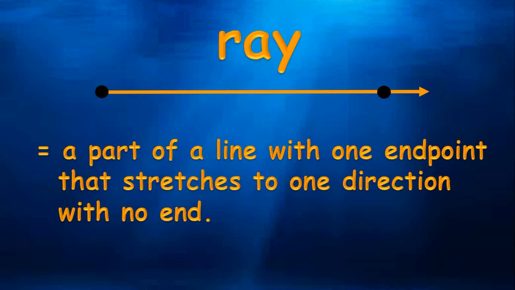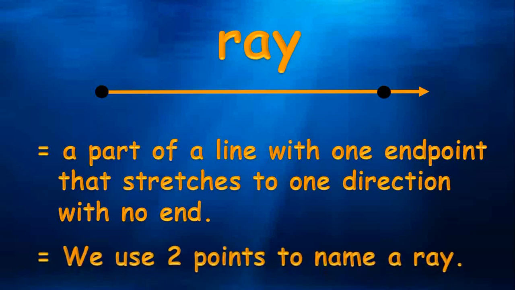And finally is the ray. It is a part of a line with one endpoint that stretches to one direction with no end. We use two points to name a ray. An example is ray EF in words and symbol.